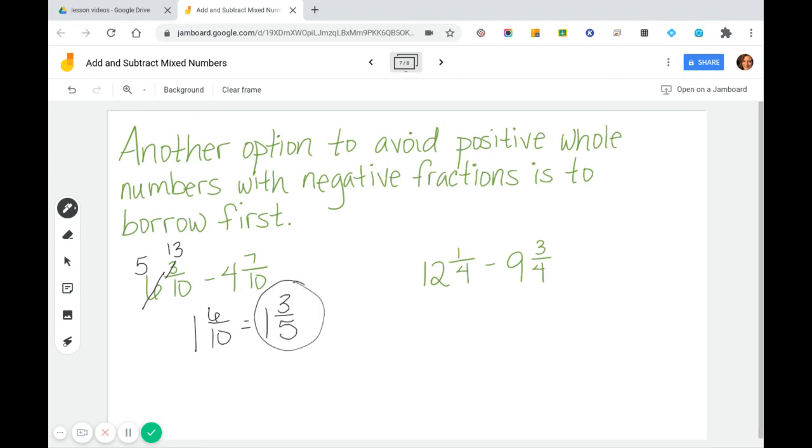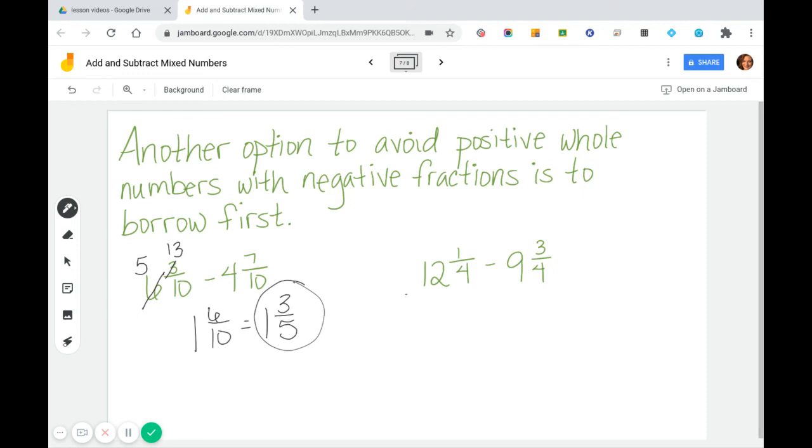I'll show you one more of those, but honestly, if that seems like a bunch of mumbo jumbo, when I was a 7th grader, I hated this borrowing thing. It's just one of those things that did not click with me as fast as changing them to improper first. You got to do what makes the most sense to you. If you like the borrowing thing, or you think you might, here's another one.